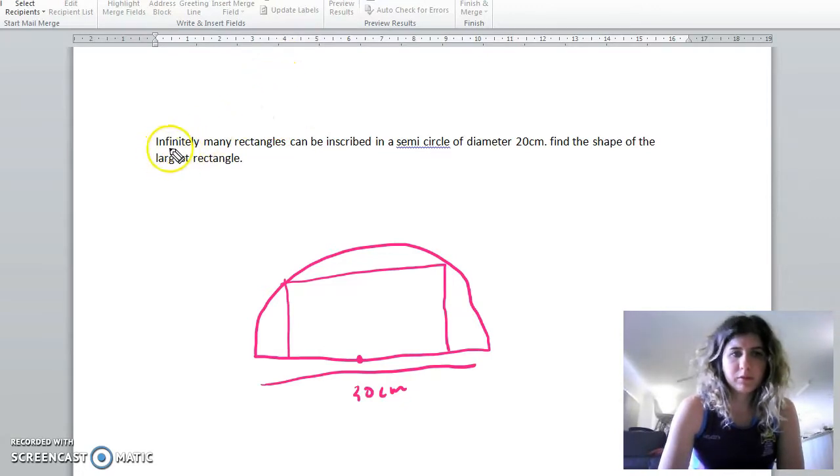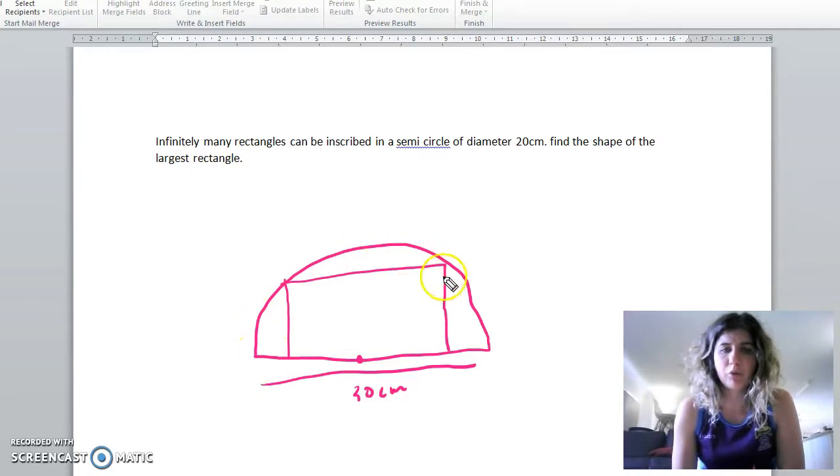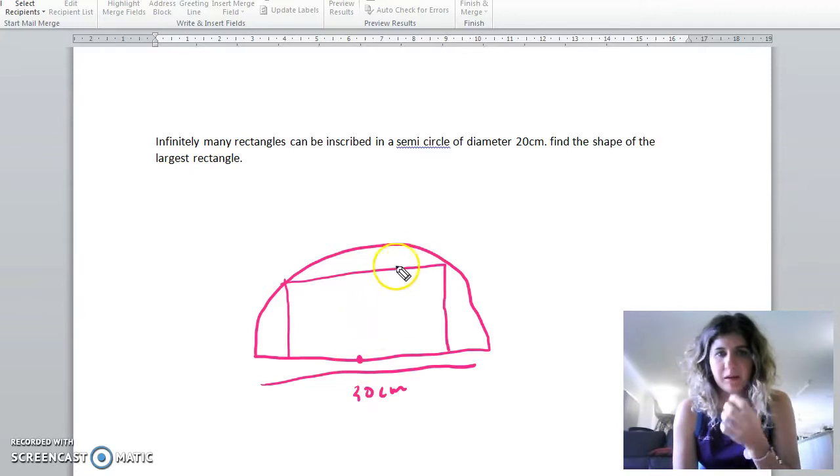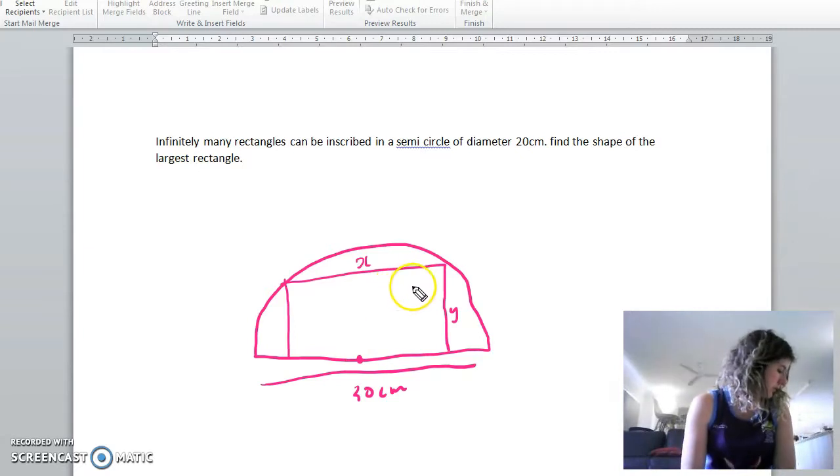So here's our example. Infinitely many rectangles can be inscribed in a semicircle of diameter 20 centimeters. Find the shape of the largest rectangle. Okay, so we've got our semicircle and with optimization, the first thing you should always kind of do is, if you can, draw what it's going to look like. So we've got a semicircle, diameter of 20 centimeters, and we've got a rectangle. So we'll call the length of the rectangle x, and we'll call the height y. Okay, so we want to find the shape of this rectangle that's going to be the biggest.